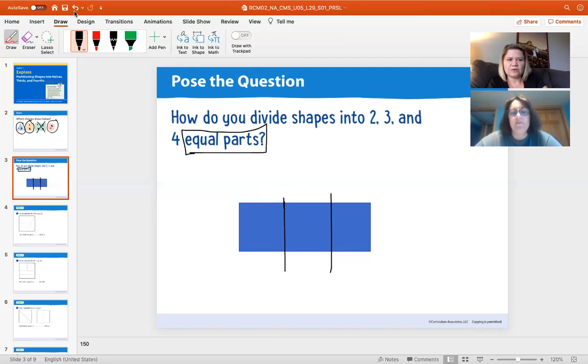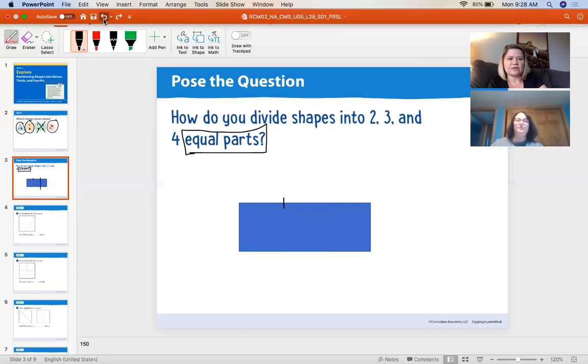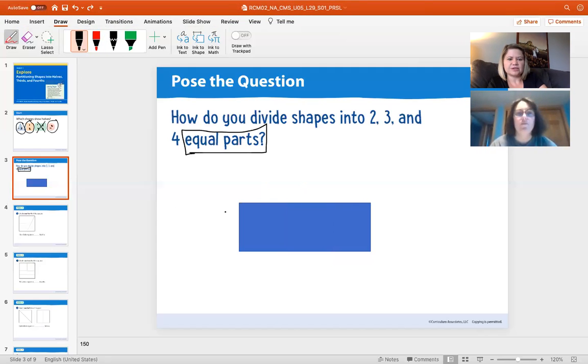And another thing you have to wrap your brain around is that the lines aren't always going to go the same direction. So another way that we could envision this would be to cut it into 3 parts this direction, right? As long as the parts are equal and the same.